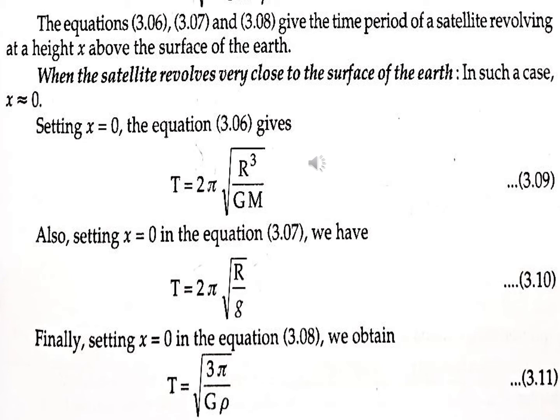When the satellite revolves very close to the surface of Earth, in this case the radius of the orbit is R plus x, where R is the radius of Earth and x is the distance of the satellite from the surface of Earth. x is about equal to 0, and we put the value x equal to 0 in this equation. So setting x equal to 0 in equation number 6.